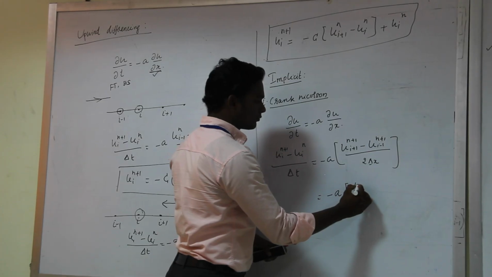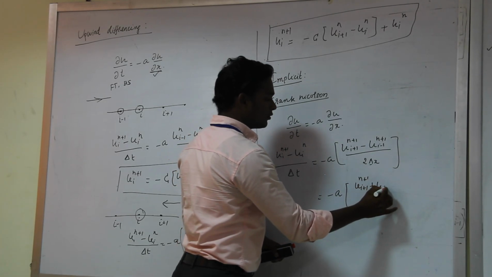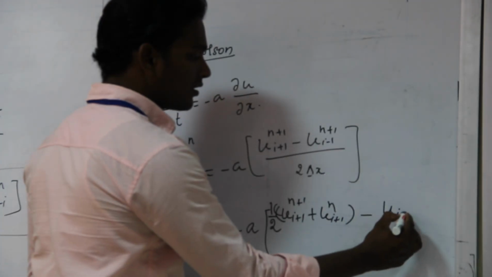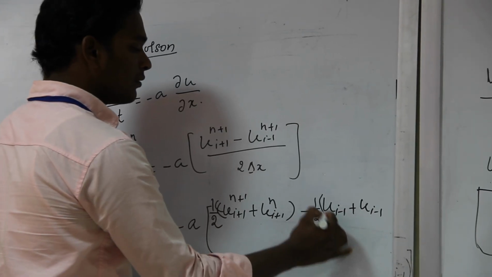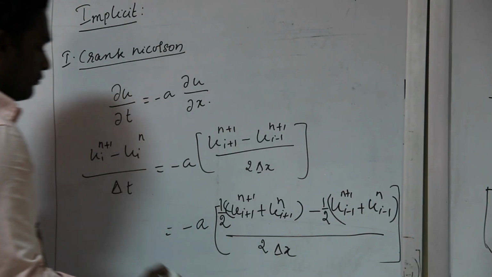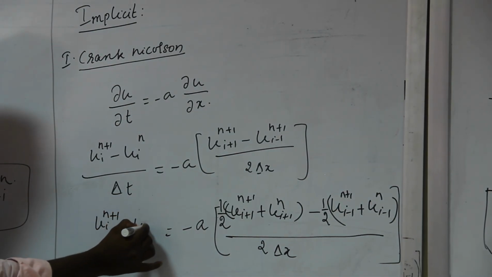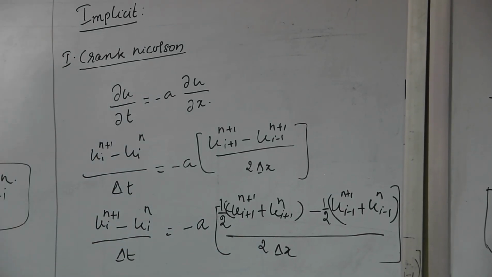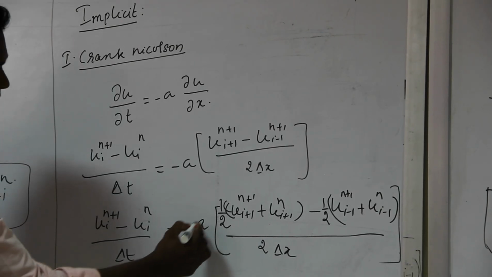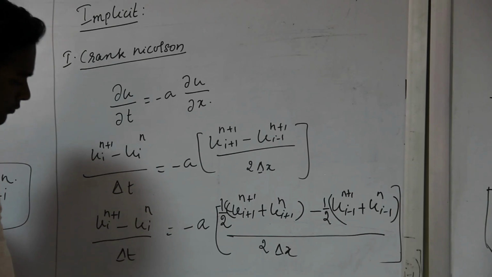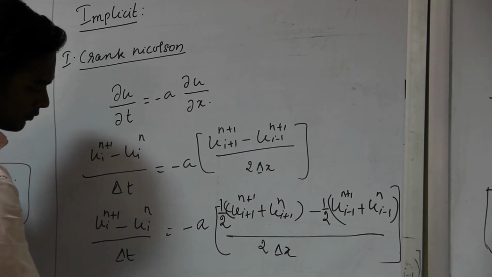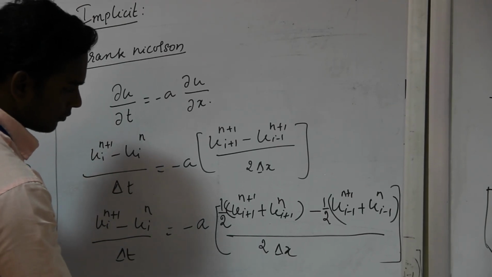I should use u i plus 1 n plus 1 plus u i plus 1 n, averaging the value. Remember, and again at the location of u i minus 1 you have to average the n plus 1 and n. Okay, so this is the basic idea. So how can we simplify this? Again del t by del x is the Courant number C.